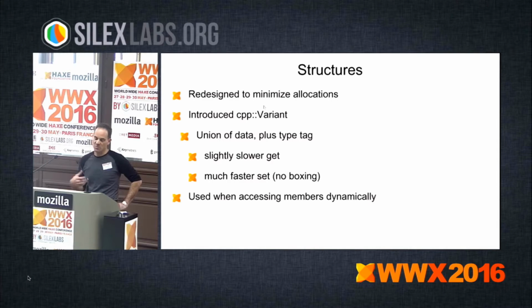So you can set a variant to an integer. It's a very fast operation, and you don't need a memory allocation, which adds up quite quickly. So I think it'll be a good bonus across the board for people using some of these more dynamic access methods. And this is used when you query a member by name from an anonymous type. It's all using variant now instead of dynamic.